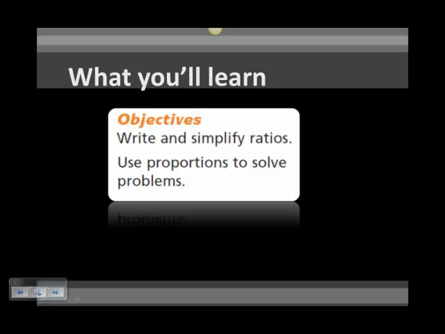The objective in this particular lesson is to write and simplify ratios, which you've seen before, and to use proportions to solve problems, another thing that you've seen before. So let's get started.